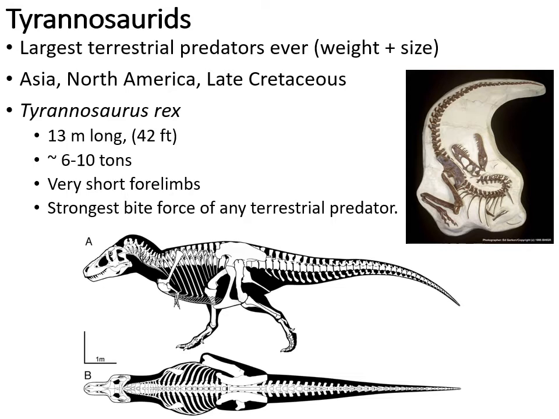So it's a little bit shorter than things like Spinosaurus and Giganotosaurus, but it weighed approximately 6 to 10 tons. The amount of muscle mass and the stockiness of the bones here is really, really impressive. Tyrannosaurs have very tiny forelimbs. I mean, we already talked about Abelisaurids having even smaller forelimbs, but these are still pretty small.